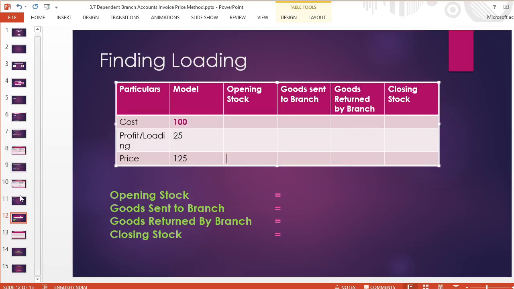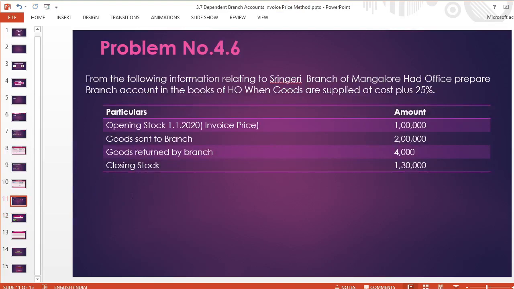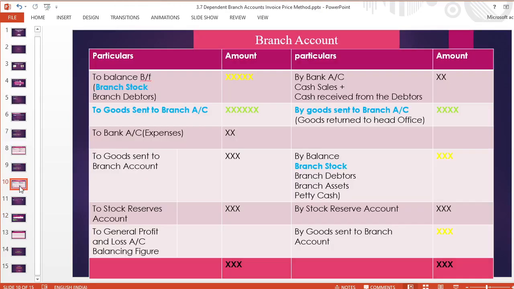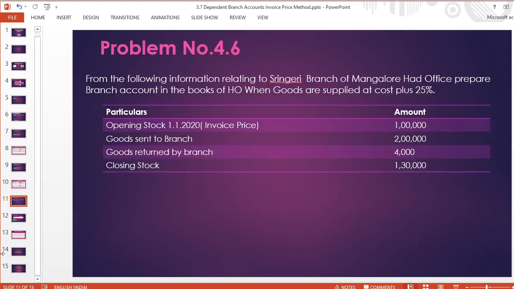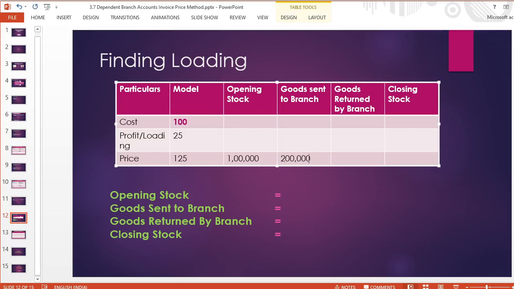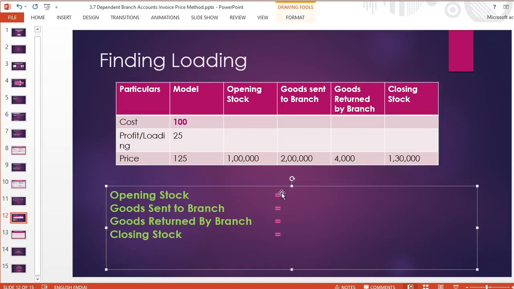So I should record the opening stock. The invoice price of opening stock is 1 lakh rupees. Here I should check what is the cost price and what is the profit, and I'll record all the things here: 2 lakh, 4,000 and 1 lakh 30,000. Goods sent to branch is 2 lakh, goods returned is 4,000 and closing stock is 1 lakh 30,000. If so, I should find out the profit in each case and the cost price in each case.